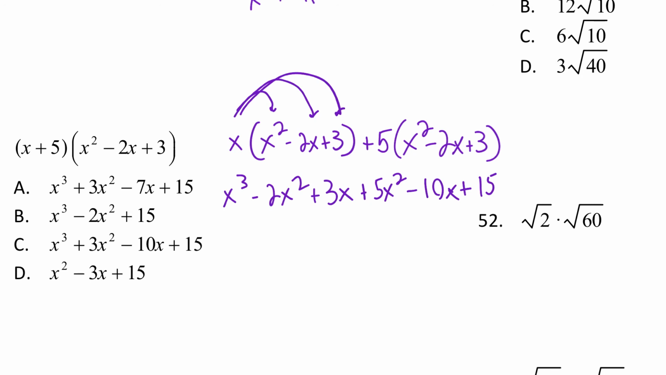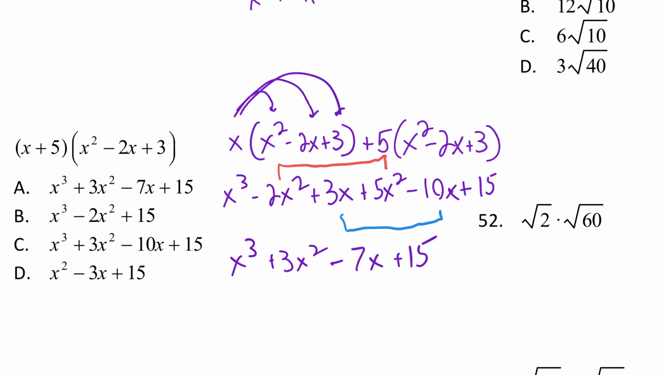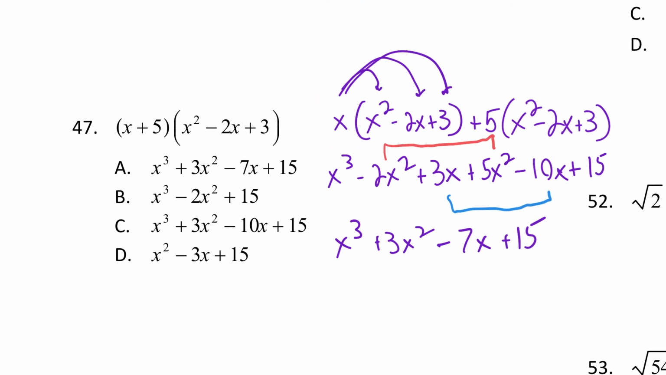Now we have two sets of like terms here. We have this one, negative 2x squared and plus 5x squared. And we have this one, 3x and negative 10x. So the x to the third doesn't have a like term. Negative 2x squared plus 5x squared is plus 3x squared. 3x minus 10x is negative 7x. And the 15 doesn't have a like term. And my answer is A.